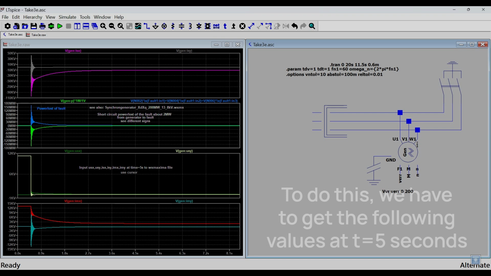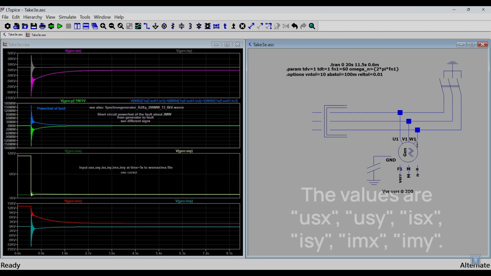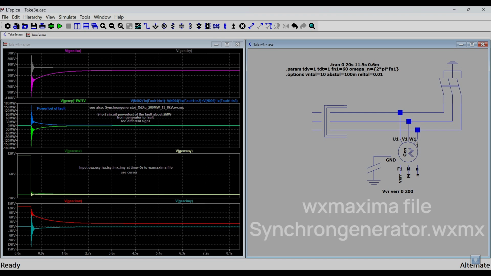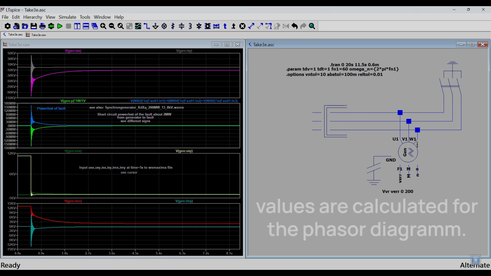To do this, we have to get the following values at t = 5 seconds from the waveform diagram in LTspice. The values are USX, USY, ISX, ISY, IMX, IMY. Then we input the values into the wxMaxima file, synchrongenerator.wxmx. There, the values for the phasor diagram are scaled, and additional values are calculated for the phasor diagram.